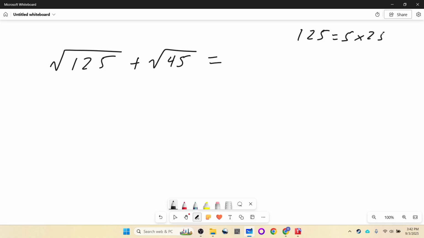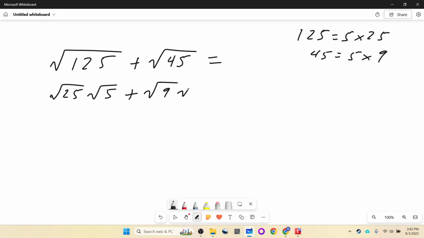Number 2, square root of 125 plus square root of 45. So each of these have perfect squares inside of them. 125 is equal to 5 times 25, and 45 is equal to 5 times 9. So we rewrite this as root 25 root 5 plus root 9 root 5 equals 5 root 5 plus 3 root 5. And again, we can do this because this is multiplication. Multiplication is only one step away from exponents, so we can split it up.